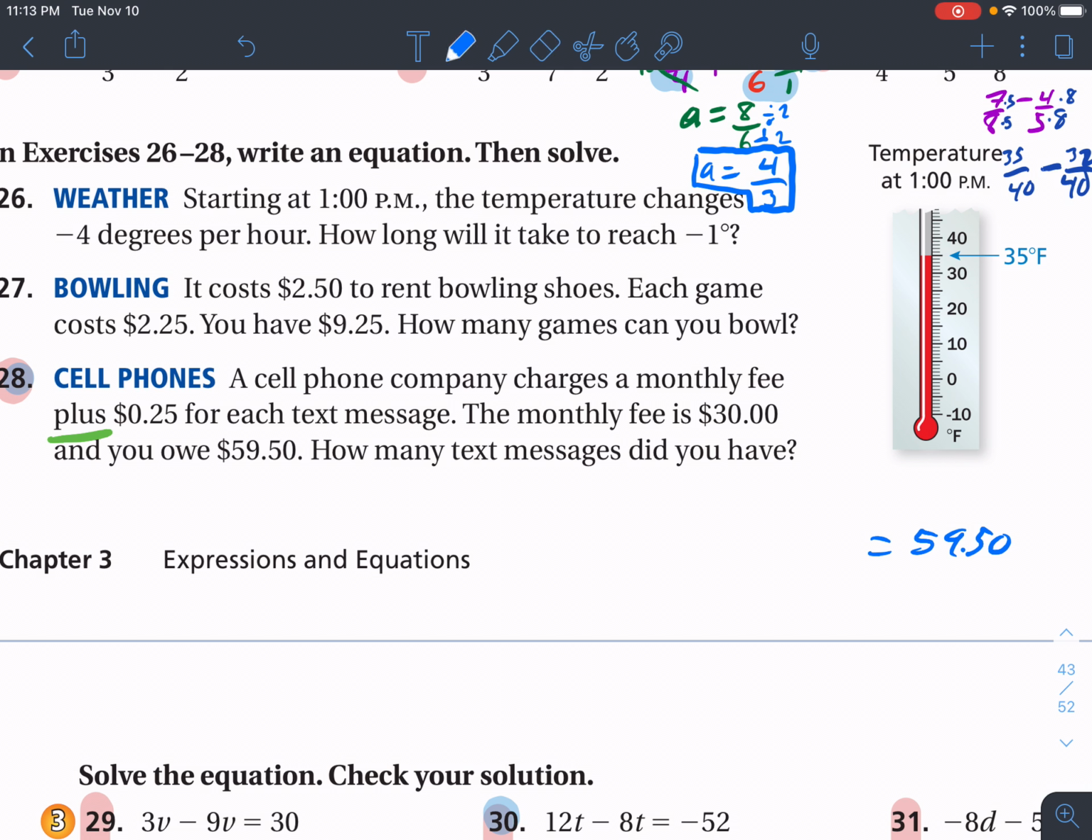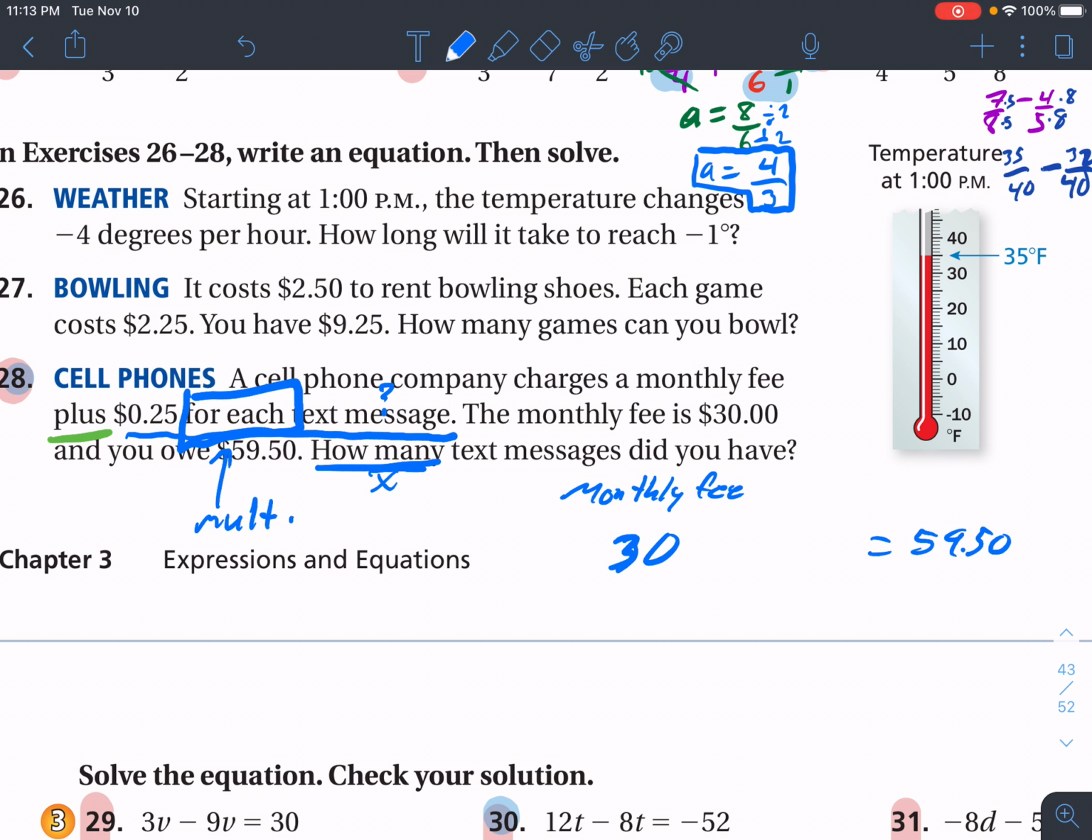So it's a monthly fee, which is $30. Monthly fee, if I can spell this correctly. Right, $30. And then 0.25 for each text message. Remember, when we say for each, that is multiply. And we don't know how many text messages we have, right? Because we're saying how many. So we're going to call that x.